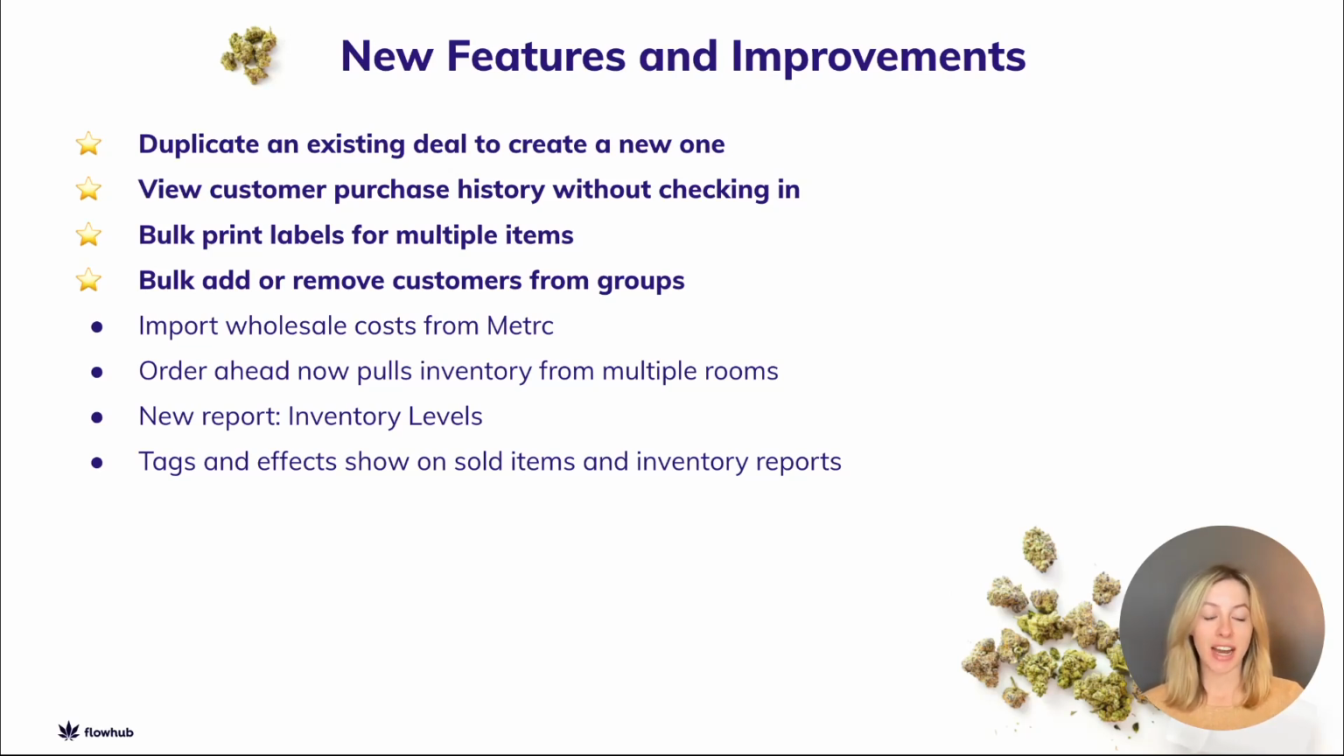We have a new report called Inventory Levels. What this report allows you to do is see on a product variant level how much of each item you have in stock for each store and also for your entire client in Flowhub. So this report is going to be great for our multi-location operators to at a glance see what your inventory levels are on a specific product for all of your stores. This should help make your reordering a little bit easier and allow you to see which products are really selling at certain dispensaries and maybe not at other ones.